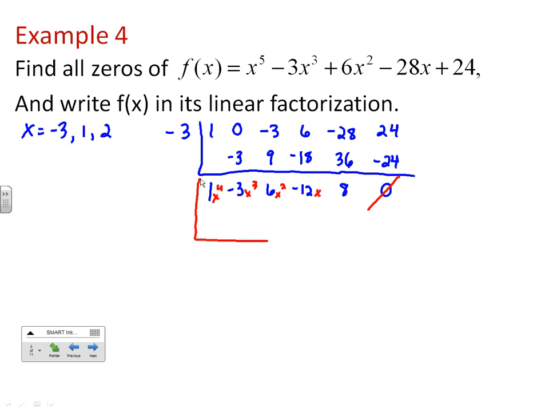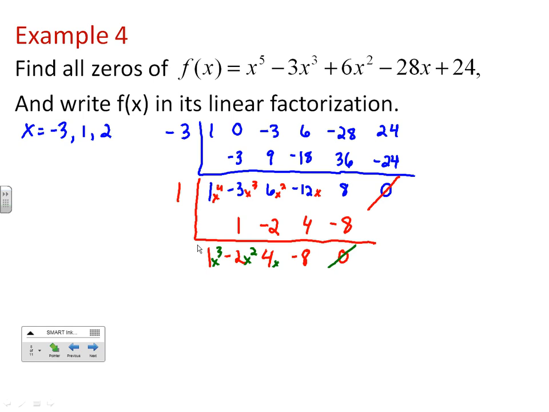So let's do it like this, with a 1 on the outside. And so I drop my 1. 1 times 1 is 1. -3 plus 1 is -2. 1 times -2 is -2. 6 minus 2 is 4. 1 times 4 is 4. -12 plus 4 is -8. 1 times -8 is -8. 8 minus 8 is 0. So now if I think about it, this starts with x cubed. Okay, and we could keep going, but again, I'm not going to use the remainder. I'm just going to use x cubed, x squared, x, and then this is my number.